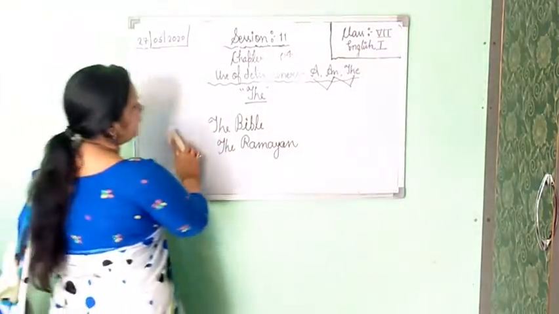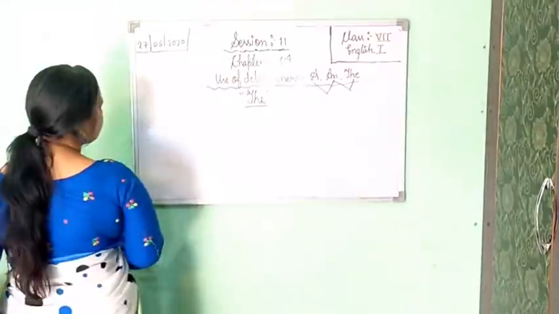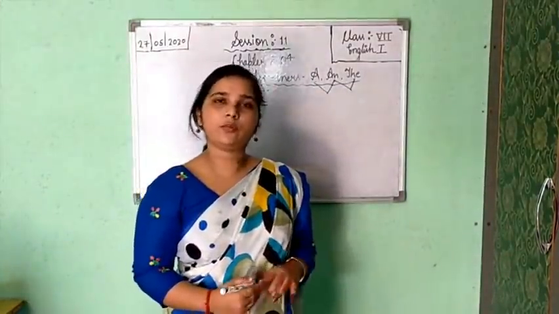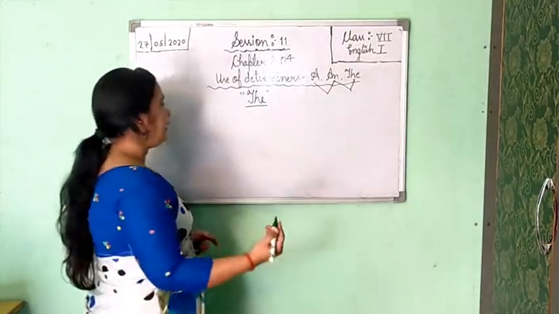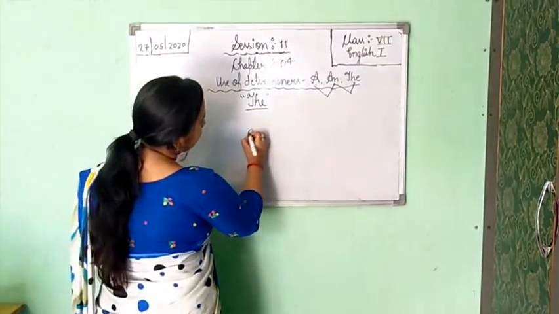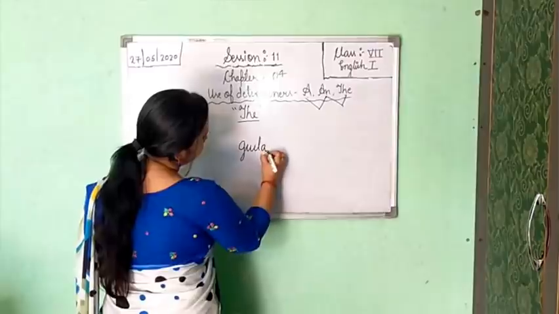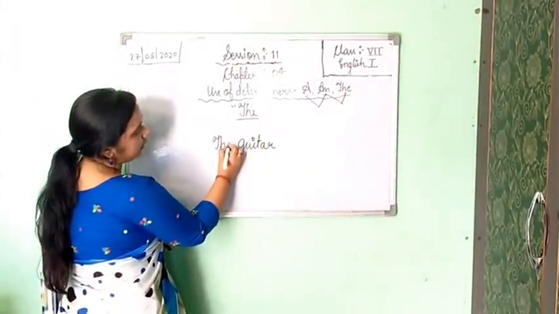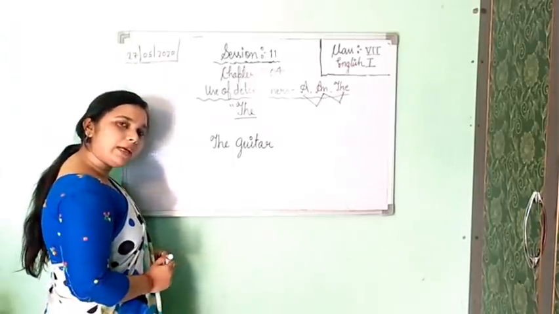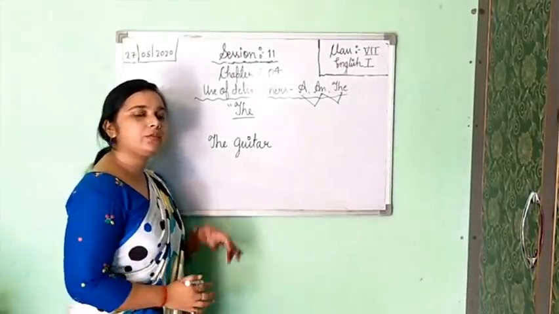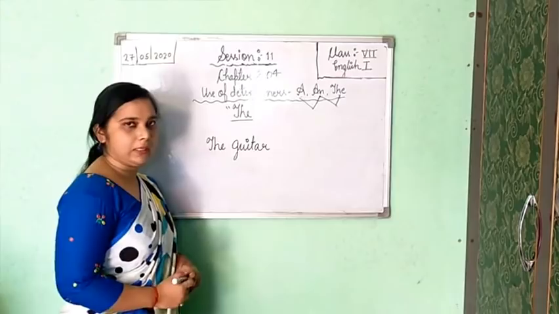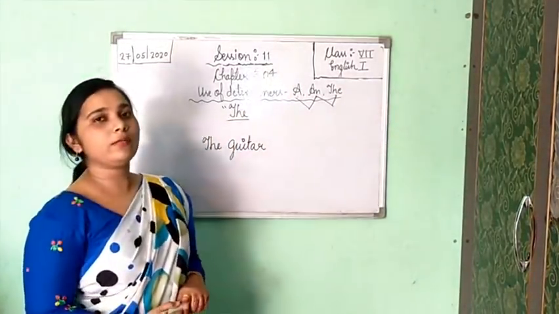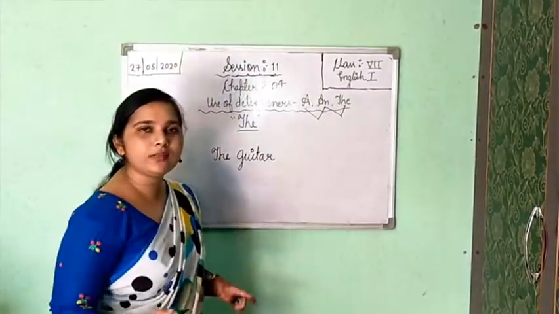Now if you are getting the name of any musical instrument, before that you will use the determiner "the". For example, guitar. So you will use the guitar. If you are getting any musical instrument name, before that you will use "the". If you are getting the name of a newspaper, before the name of the newspaper you will use "the".